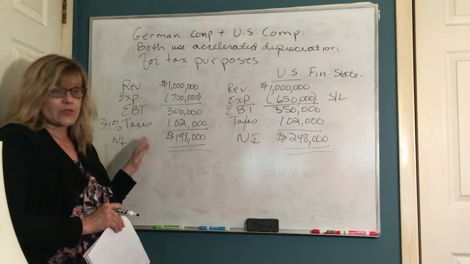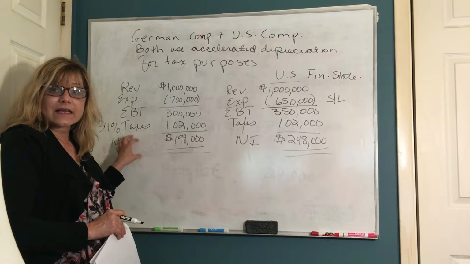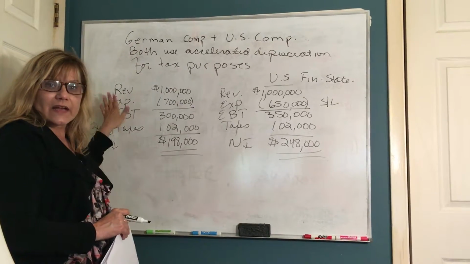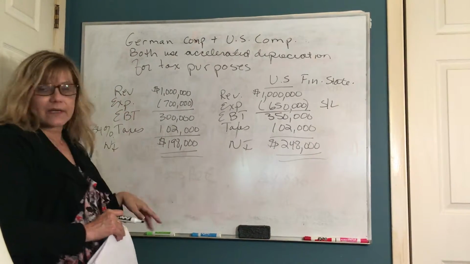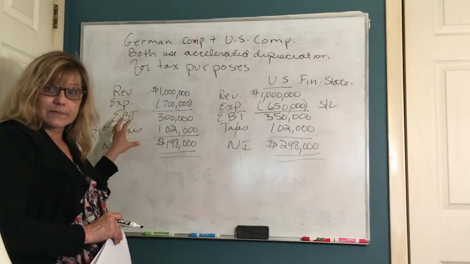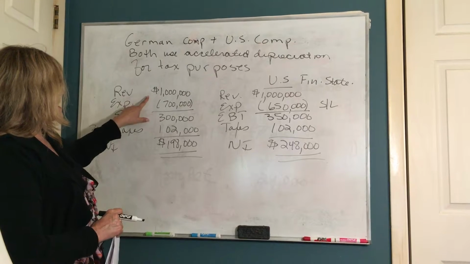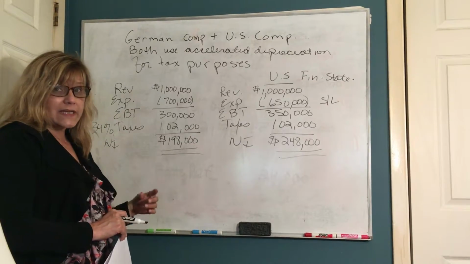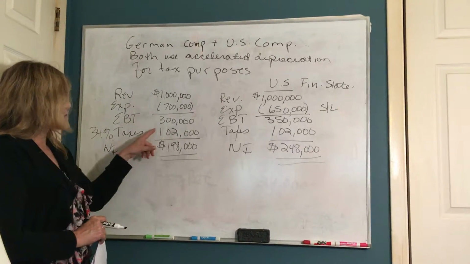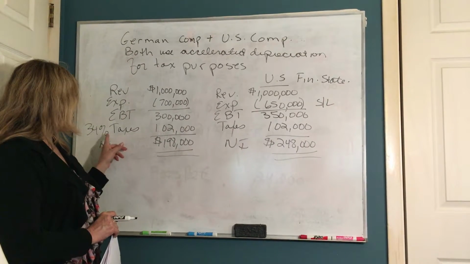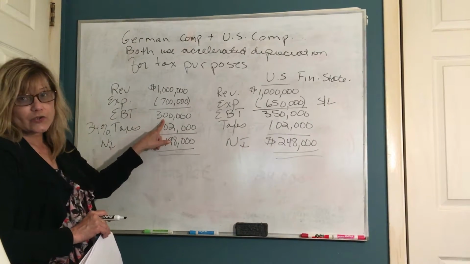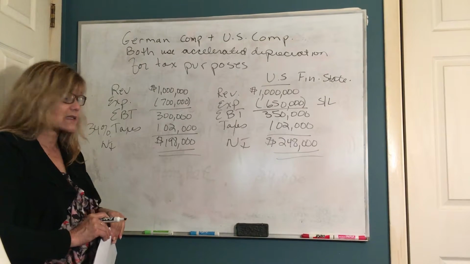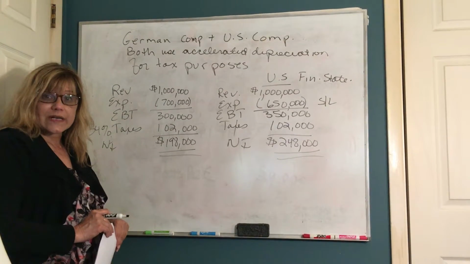So let's look at the tax return. We're going to assume the exact same thing for both companies to make the comparison easier. This is the German company's financial statement, and this is the US company's income tax return statement. As you can see, they have the same revenue, $1 million. Their expenses are $700,000, which means their earnings before taxes are $300,000. Their tax rate, we're going to assume the same for both, at 34%. So we take the $300,000, multiply it by 34%, and that gives us $102,000 in taxes. So the net income is $198,000.